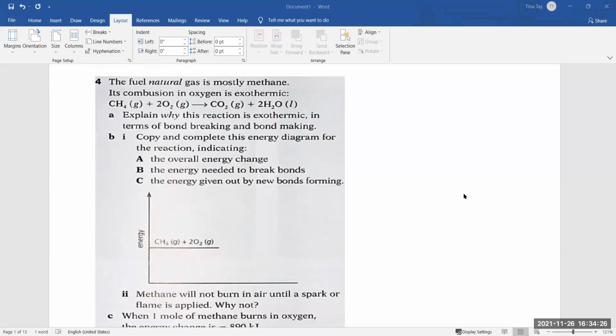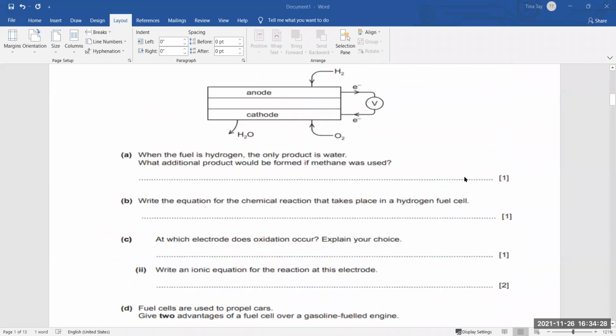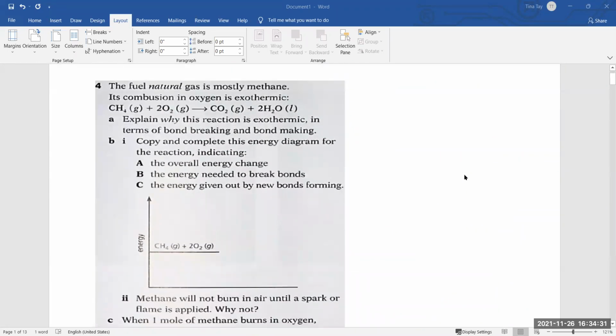Okay, so this was last week's homework. Okay, guys, remember now, last week's homework. Okay, so we have been talking about exothermic and endothermic reactions. Do you remember? Do you at least remember what exothermic and endothermic reactions are, the differences? Yes, okay, now let's look at this.